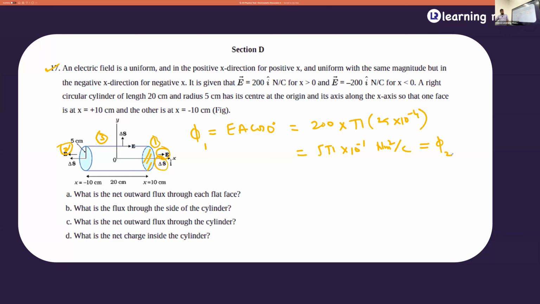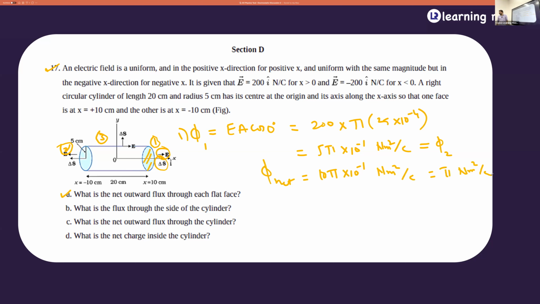Am I right? So this is the answer for the first part of the question. But if you observe, they didn't ask what is the flux through each face, they asked the net outward flux through the surface, which means you need to add them. So net outward flux will be equal to 10 pi into 10 power minus 1 newton meter square per coulomb. So it is going to be pi newton meter square per coulomb. This is what you need to report.